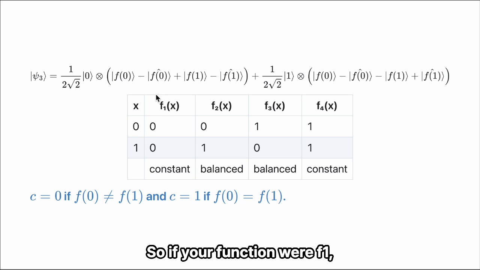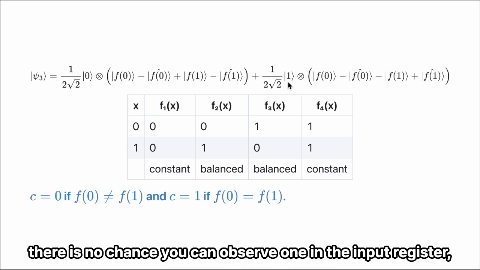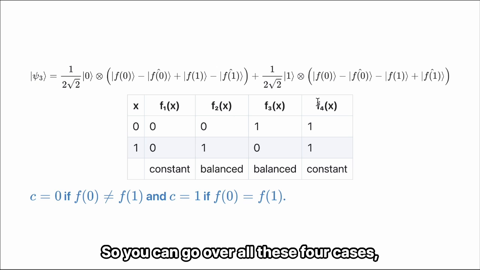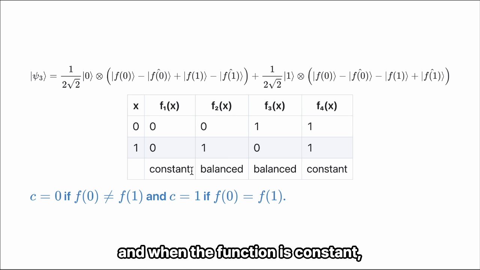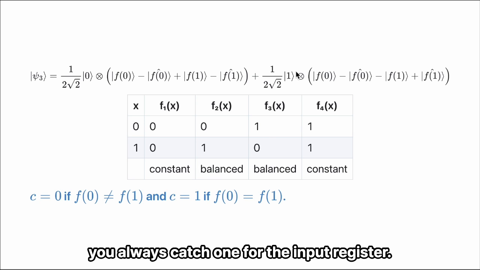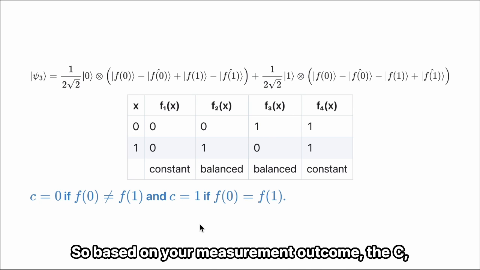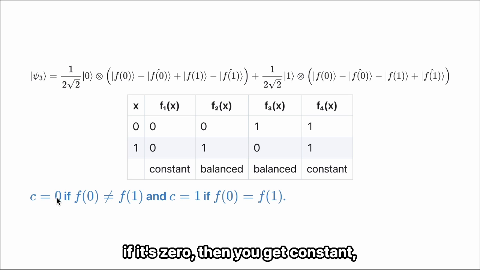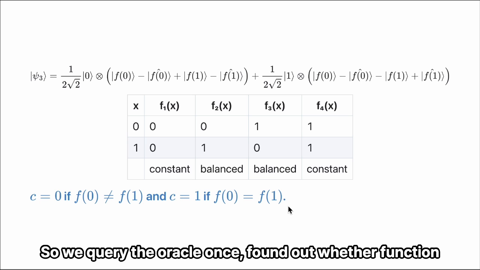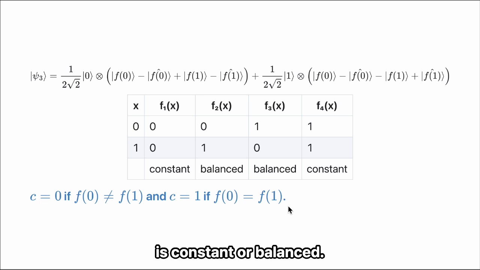So if your function were this, there is no chance you can observe 1 in the input register, only 0. You can go over all these 4 cases, and when the function is constant, you always get ket 0, and when it's balanced, you always get ket 1 for the input register. So based on your measurement outcome, if it's 0, then the function is constant. When it's 1, it's balanced. So we queried the oracle once and found out whether the function is constant or balanced.